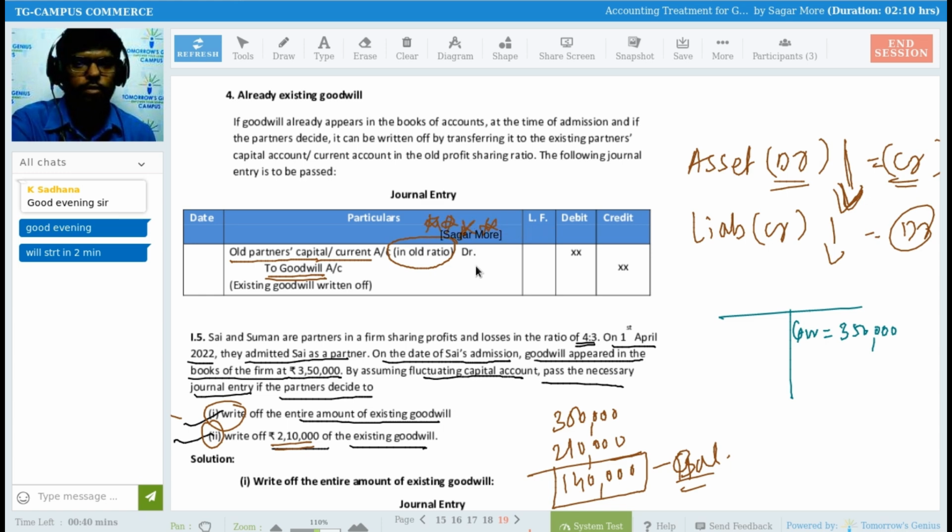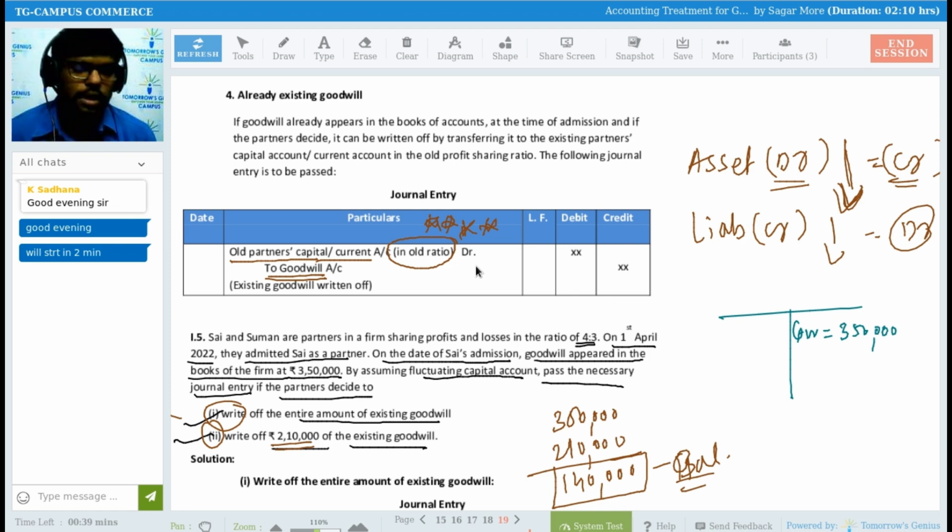Very, very important. Don't get confused about which ratio we have to apply. Do we apply the sacrifice ratio? No, sir. We are not going to apply the sacrifice ratio here. The only reason is that this goodwill that we are writing off is already existing goodwill, already there in my balance sheet. This event is before the admission of a partner. The partner is not yet admitted so far. Any goodwill adjustment that I'm doing before admission of a partner is not related to the new partner, so we have to apply the old ratio only.